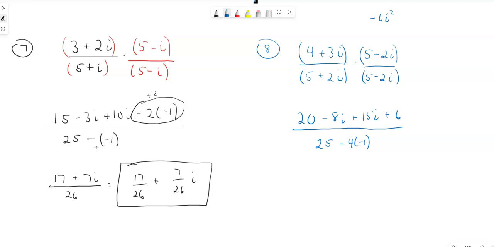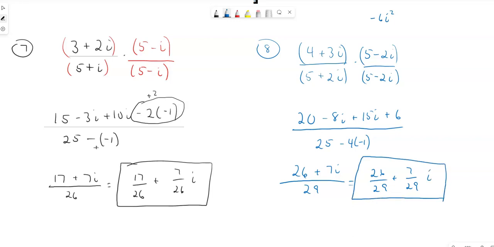So up on top, I get a 26 plus 7i. On the bottom, 25 plus 4 is 29. So I can write my answer as 26 over 29 plus 7 over 29 times i. And there's my answer. And that's it. That's the end of our little intro to complex numbers.